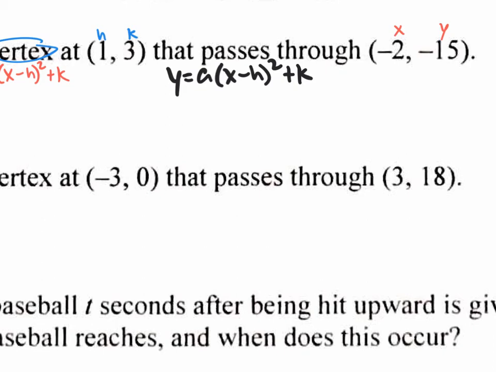So instead of Y, what am I going to plug in? Negative 15, good. Equals, what's my A value? We don't know, so I'm just going to leave it A. Parenthesis, X, wait, what is X? Negative 2. Minus H, what is H? Minus 1, close parenthesis, squared, plus K. Do we know K? Plus 3. So you see we plugged in the H, the K, the X, and the Y, and now we have an equation that we could actually solve for A. So let's start doing this. What is negative 2 minus 1?